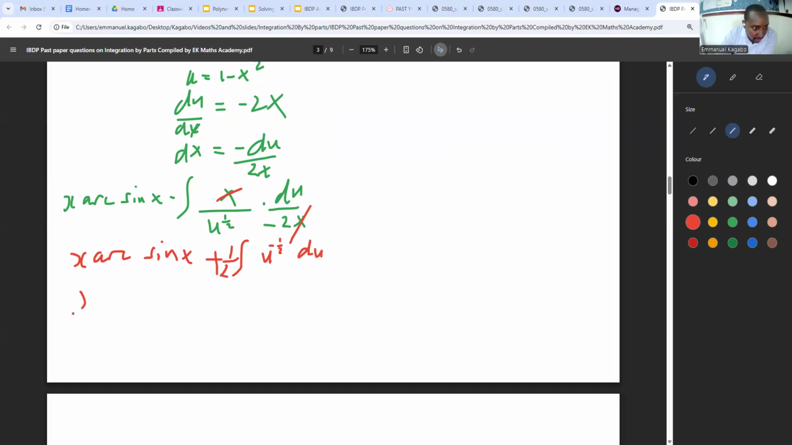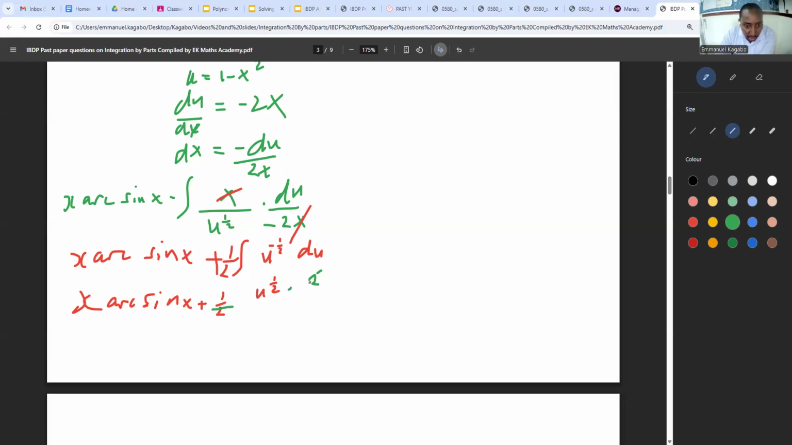It's almost done. So I'm going to have x arc sine x. Is that okay, guys? Plus a half. Now, what is that? Remember the rules of integration, the power rule? I'll do plus 1. So that gives me u power a half. Because a half plus 1 gives you a half. Divided by a half. That is like times 2. Okay? Now, this one cancels out with this. Times a half. I mean times 2.